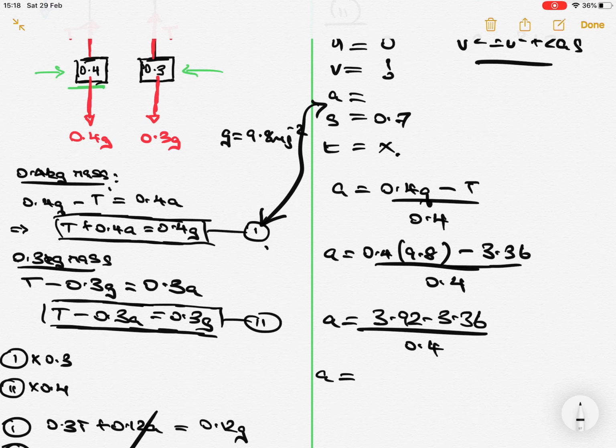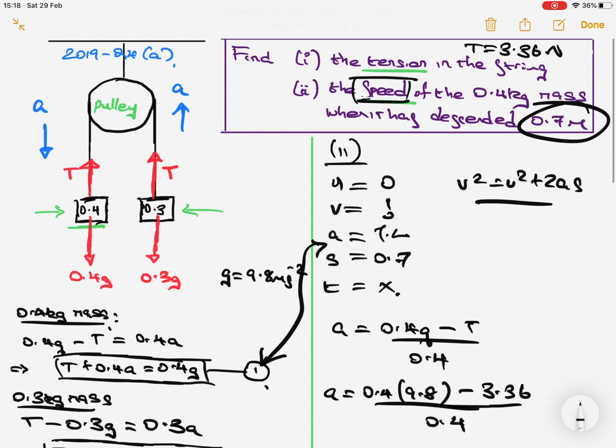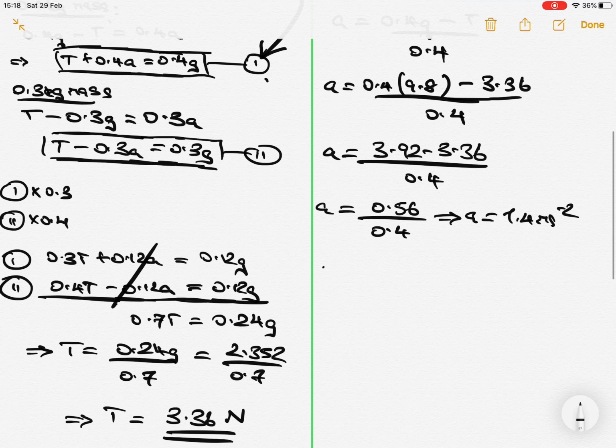So a will work out to be 3.92 minus 3.36, which is 0.56, divided by 0.4. When we work that out, we get a as being equal to 1.4 meters per second squared. Okay, so that's the acceleration of each particle. That is not my final velocity. I'm going to use that a and put it in here, 1.4. So I clearly have everything I need to work out my v, which is what I'm looking for.